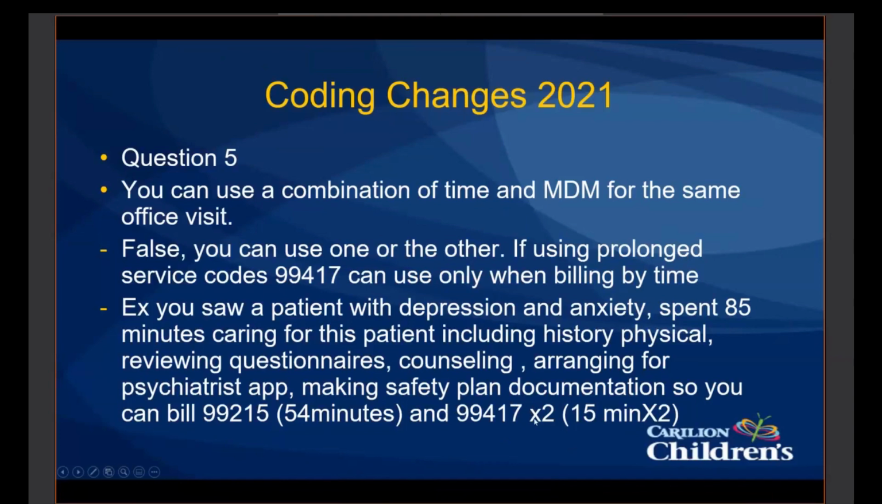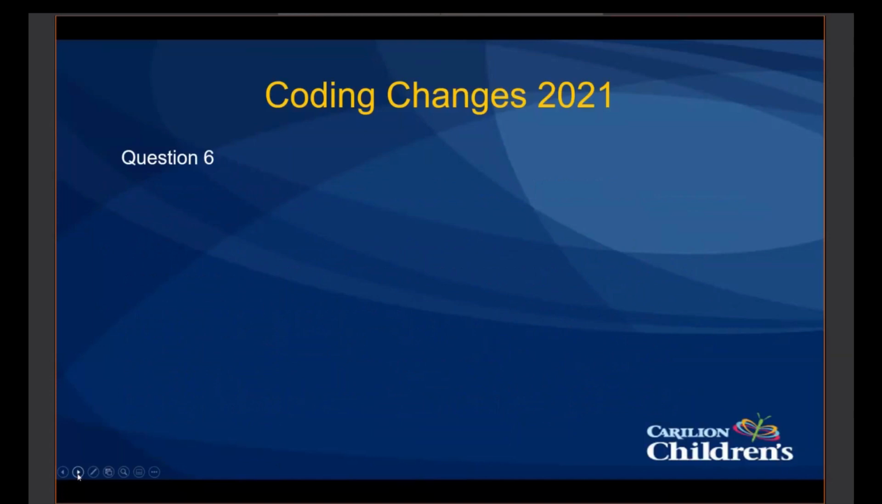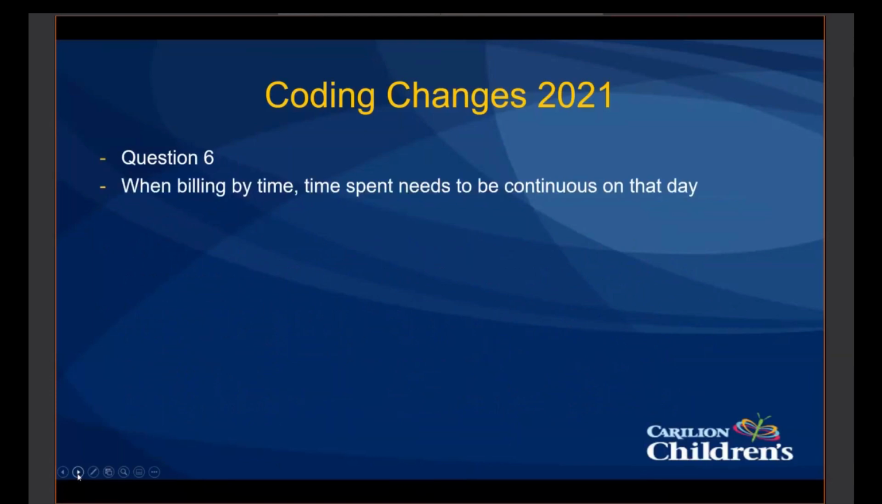All right. So, coding to your advantage. Now, this is really important. I think when we first started, I was confused about whether we should code by time or by MDM. The highest code that you can get is what you should be coding for. So you should really code to your advantage.